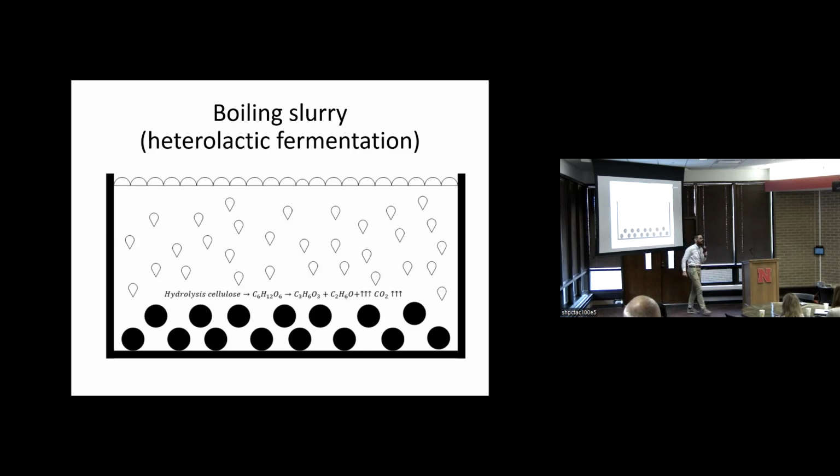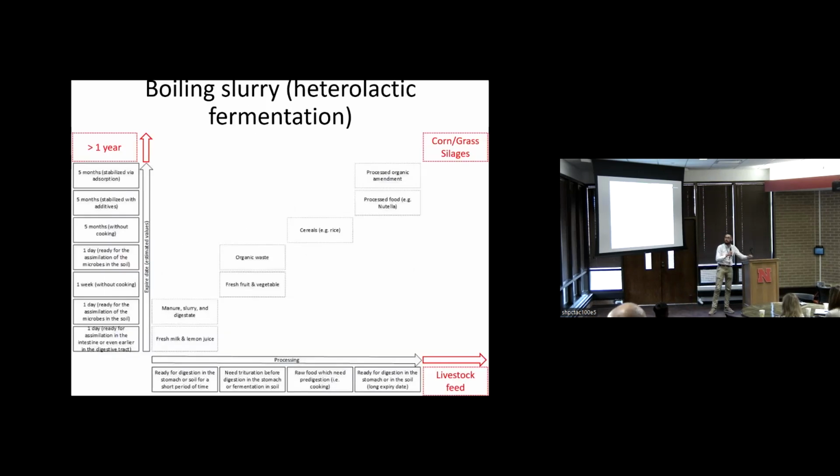Here I have a molecule of glucose. And microbes are able to break that molecule of glucose into a molecule of lactic acid, ethanol, and carbon dioxide. This is heterolactic, whereas homolactic would be two molecules of lactic acid per glucose, which by the way is nothing new. This is what is done for the preparation of silages with corn and grasses.